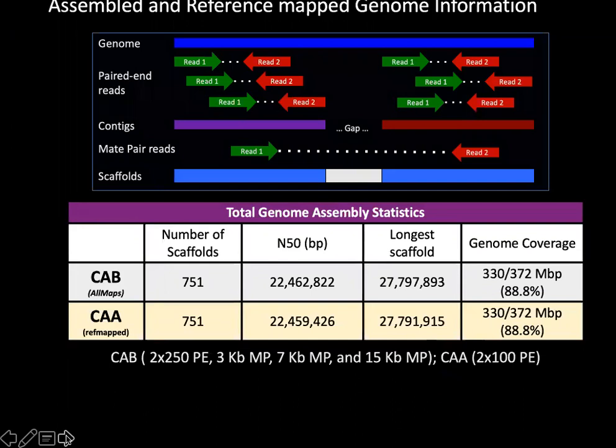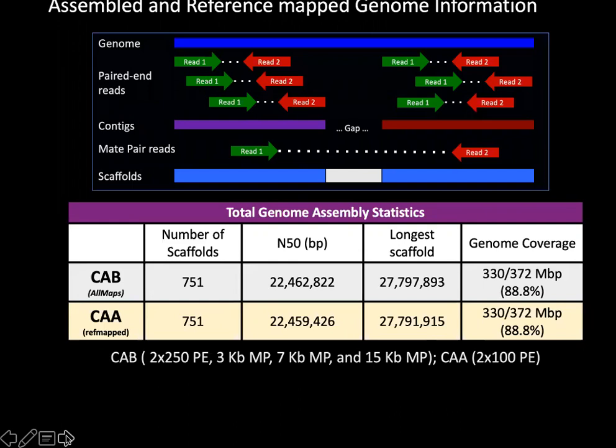First, we're going to take a small look at our assembly statistics. We can see that CAB and CA both have 751 scaffolds. The shortest sequence length at 50% of the genome, or N50, is about 22.5 megabases, and the longest scaffold is about 27.8 megabases, showing that much of the genome has been collapsed and is starting to reach chromosome level. For our genome coverage, we can see most of the genome has been covered according to its predicted size of 372 megabases, so 89% of the genome has been covered.